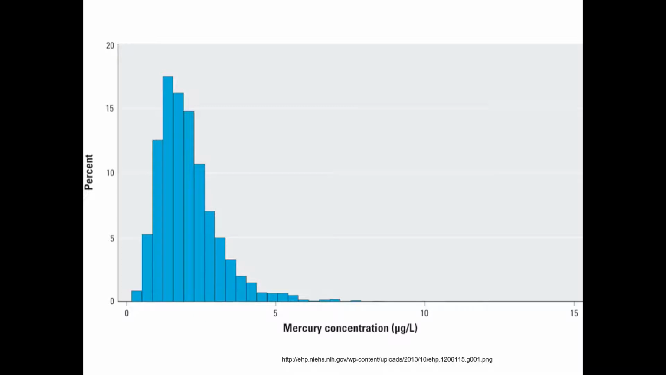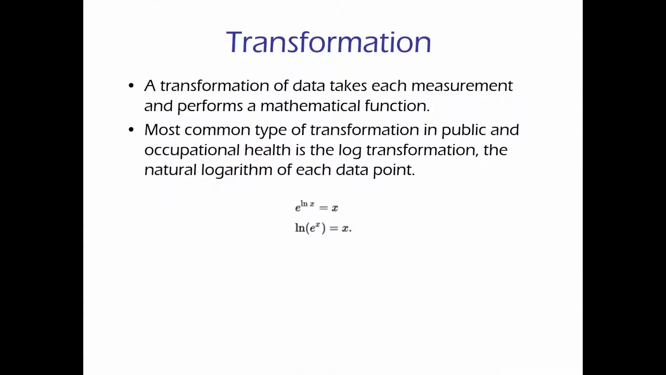Now let's look at an example. Here, this graph shows the distribution of measured mercury concentration. We can see it is not a normal distribution. The data is right skewed. We already know the transformation must be applied to each measurement in the dataset using a mathematical function. So what function should we use? In public, occupational or environmental health studies, the most common type of transformation is the log transformation. It takes the natural log of each data point.